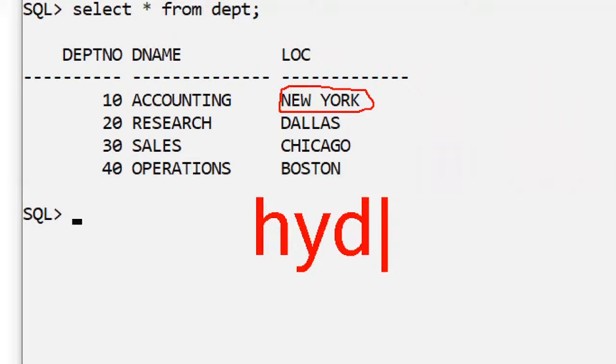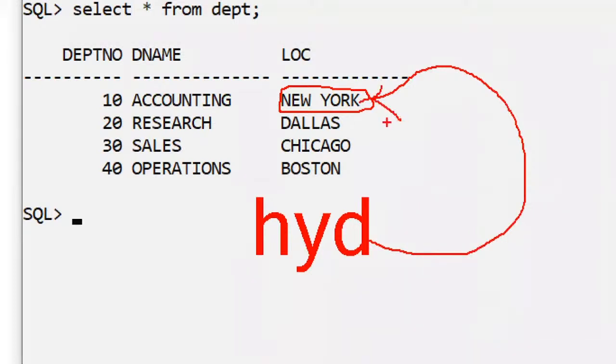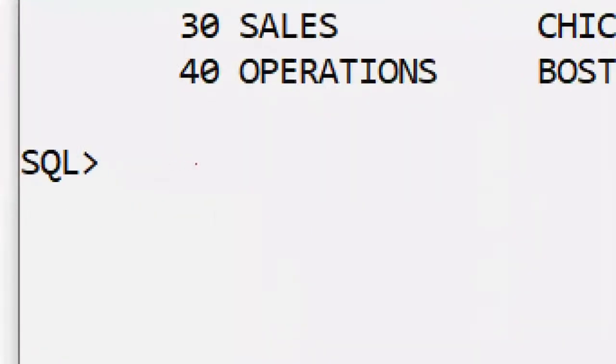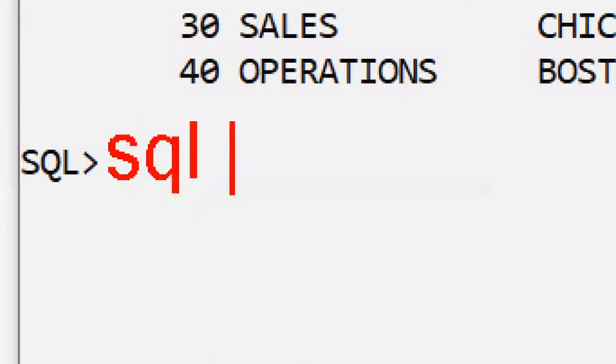Suppose I want to change this New York location into Hyderabad in this relational database. How can I do it? Just at the SQL prompt, using the SQL language. SQL is a very easy language. How? I will tell you.